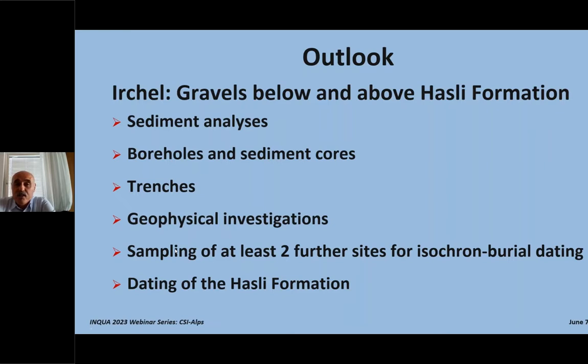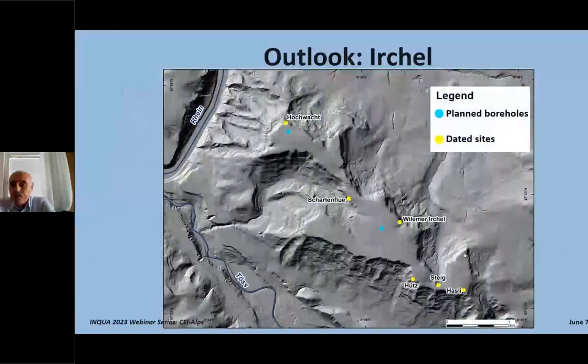We continue with geophysical investigations, and of course, we will continue sampling for dating. Look at this, the DEM model of the Irchel area, and the yellow ones are already dated locations, and we will plan at least two boreholes. We'll core and see if this Hasli formation is continuous throughout this landscape, and if yes, if we find it, we will directly date it.